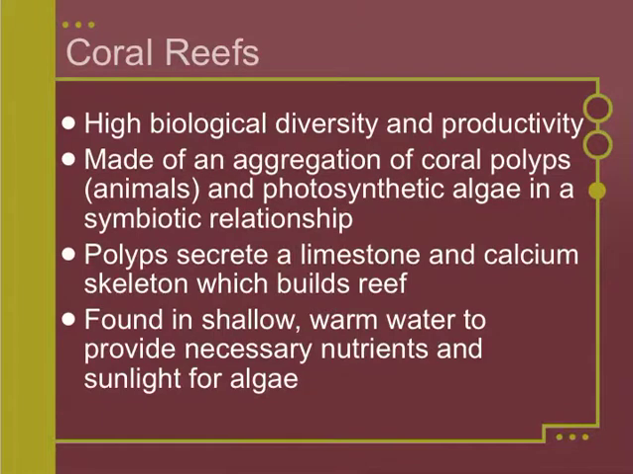Coral reefs. You'll find high biological diversity in coral reefs, as well as high productivity. Coral reefs are actually made of an aggregation of small animals called coral polyps and a photosynthetic algae in a symbiotic relationship together. The limestone calcium skeletons secreted by the coral polyp is what actually builds the reef. Coral reefs are found in shallow, warm water because this area provides the necessary nutrients and sunlight for the algae to live.